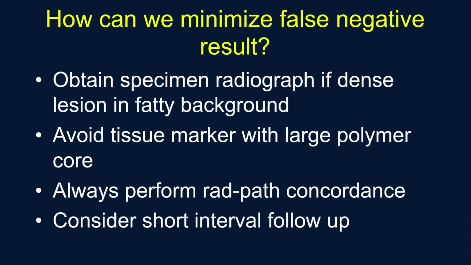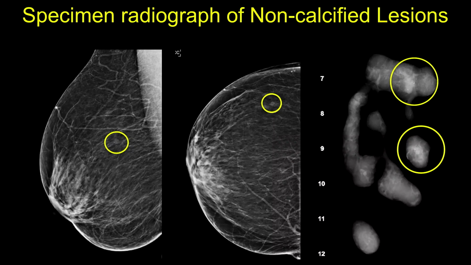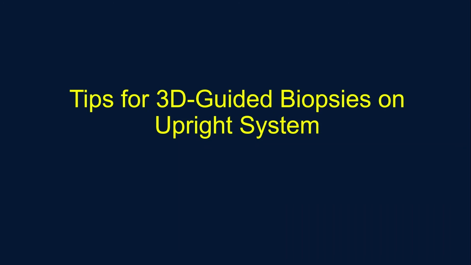And of course, always do the radiology pathology correlation. Now, we're not recommending to do short interval follow-up for every benign biopsy, but these might be rare cases where you might consider doing follow-up if you have any question that you may or may not have adequately sampled the lesion. And this is just an example of how the specimen radiograph can be useful sometimes because you can then confirm that you have some dense tissue within these excised samples.